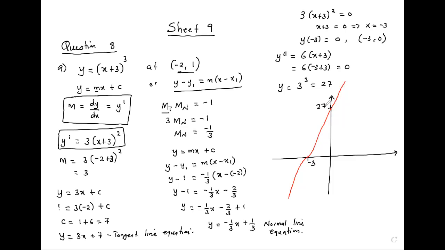x plus 7 at -2. When you press -2 here, we'll get +1. So let me redo the sketch for the purpose of the lines.